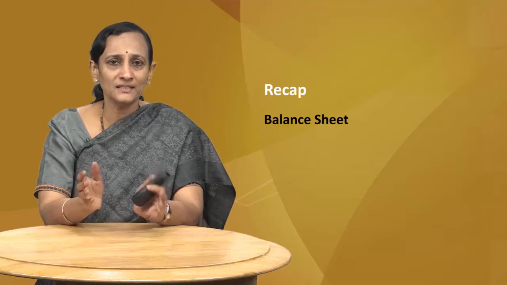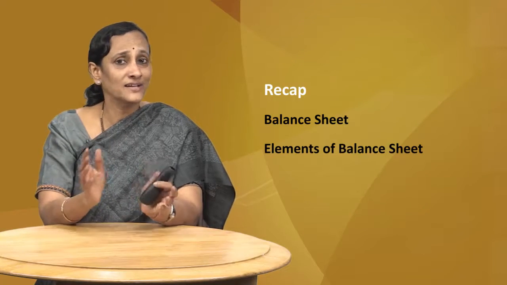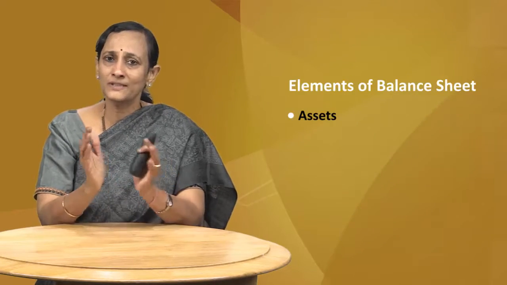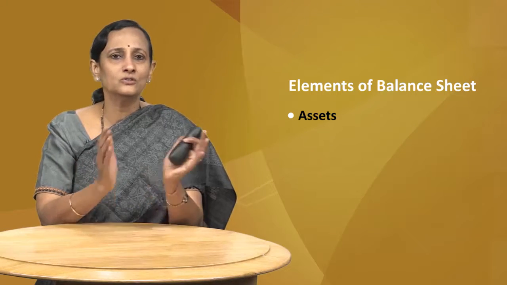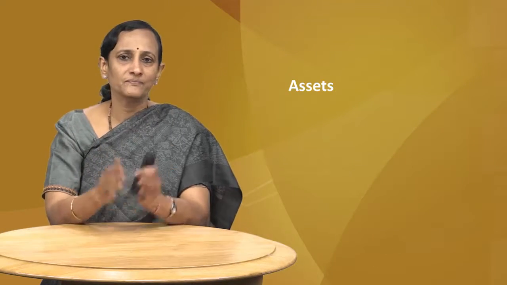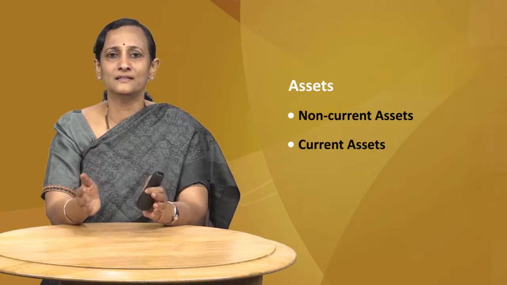Let us conclude what we have learnt in this week. This week we spoke about the balance sheet and the elements of the balance sheet in greater detail. We started with assets and then we moved on to liabilities and equity. Under assets, we broke down the assets into two parts, the non-current assets and the current assets.